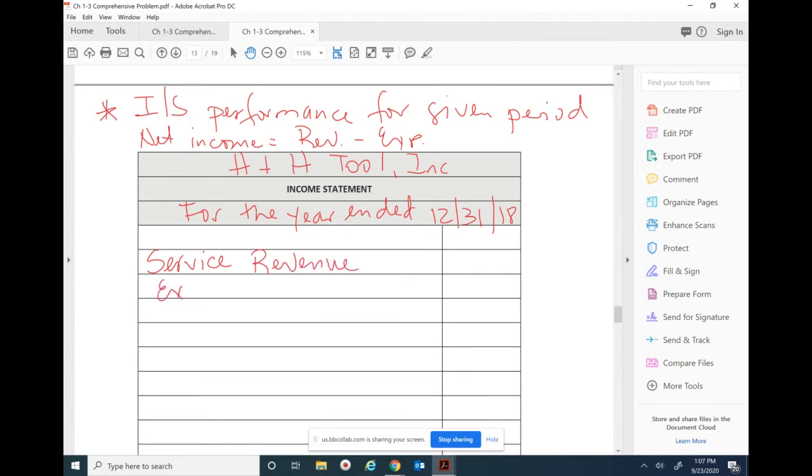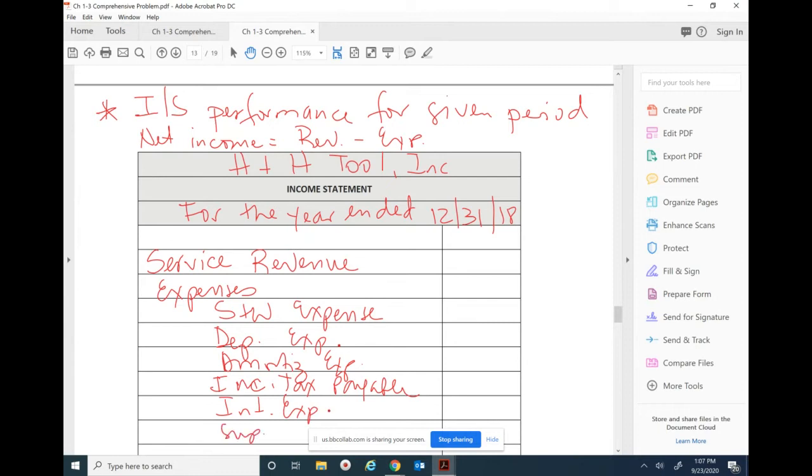And then we list the expenses. This company has salaries and wages expense. They have depreciation expense, amortization. All the expenses that we prepared journal entries for last time have to be listed here. We have income tax payable, interest expense, supplies expense.